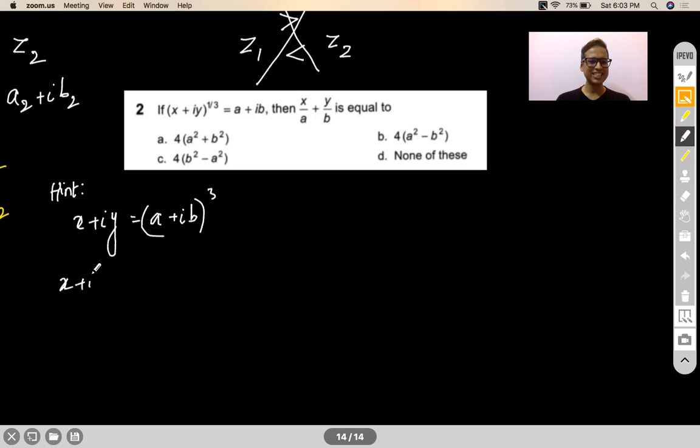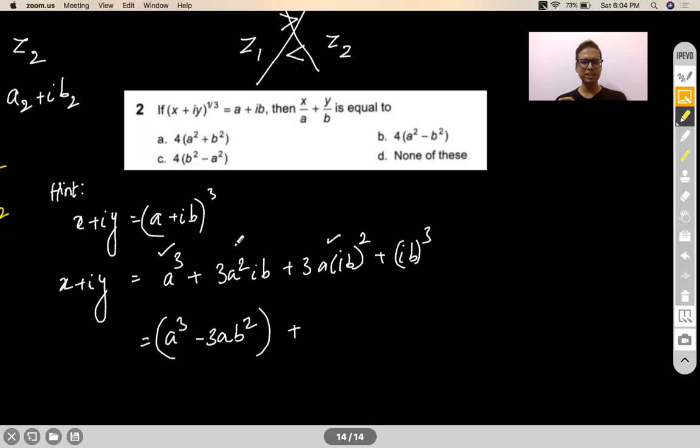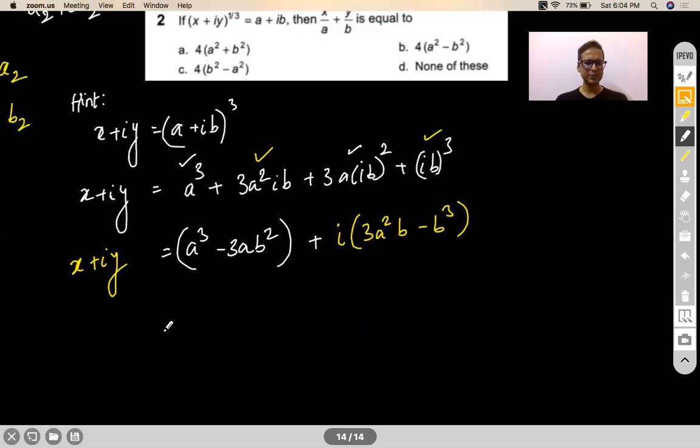Okay, so let's cube the right hand side. So this will be a cube, 3a square ib, 3a ib square plus ib cube. So a cube. Now what I'll do is, first I normally take all the real terms together. So I think this will be a real term, this will be a real term, which will be minus 3ab square. And I take the imaginary terms together. So the ones with yellow tick marks will be having i's in them. Correct me if I have missed out anything. Now, as we have already discussed, the real part will be equated to the real.